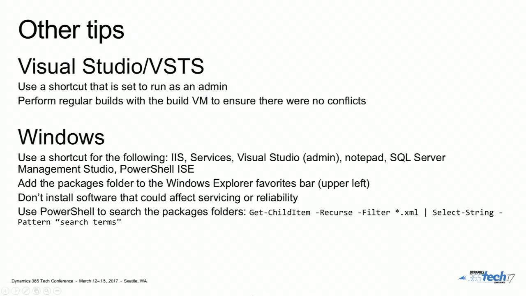I added the packages folder to the Windows Explorer favorites bar on the upper left there. We don't install software that could affect servicing or reliability of the VM, like certain virus programs. Installing packages requires, I think, remote PowerShell, but I don't know what port or whatever, but you could break that stuff. There's the PowerShell command to use, and I have a whole library of them for different folders and models and whatever.